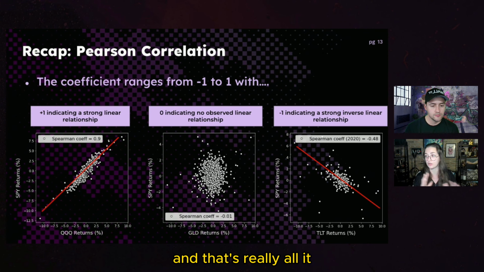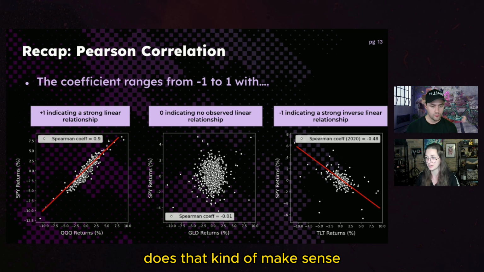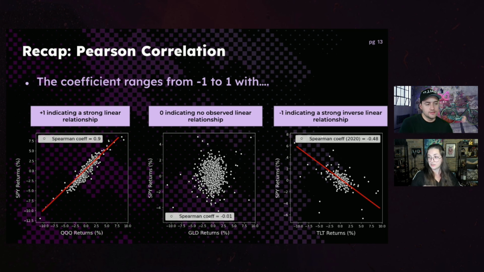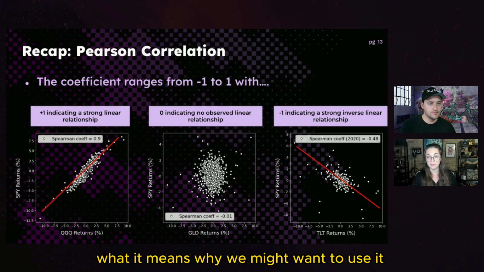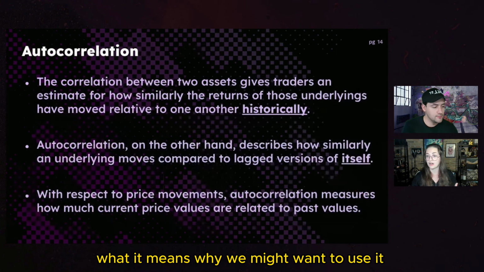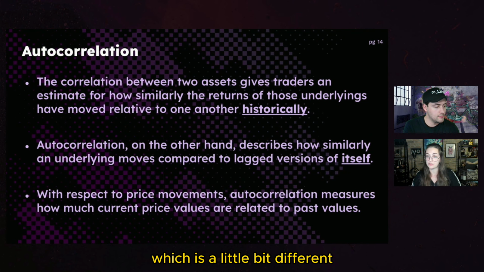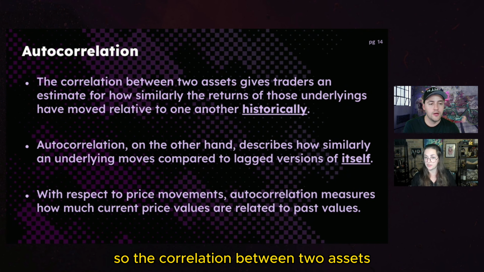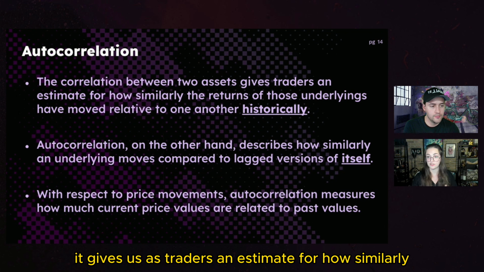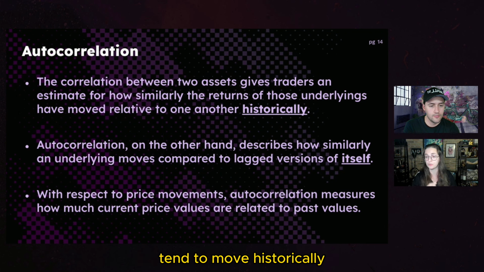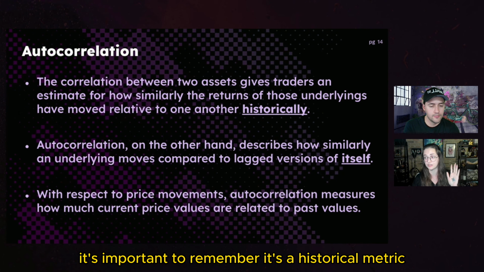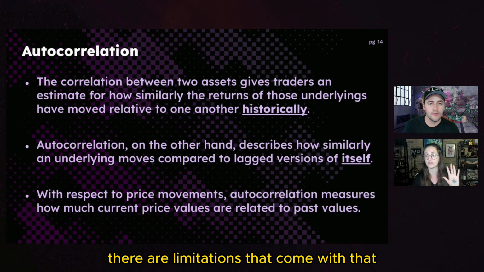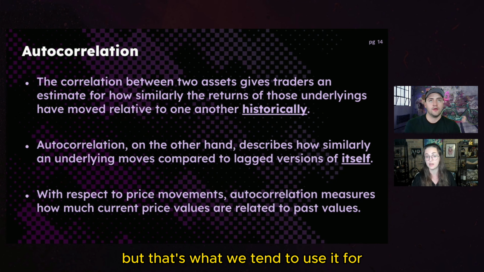And that's really all it takes to use correlation, or to interpret correlation. Does that make sense? So that's all recap, talking about correlation, what it means, why we might want to use it. But now we talk about autocorrelation, which is a little bit different. The correlation between two assets gives us as traders an estimate for how similarly the returns of two underlyings tend to move historically. It's important to remember it's a historical metric. There are limitations that come with that, but that's what we tend to use it for.